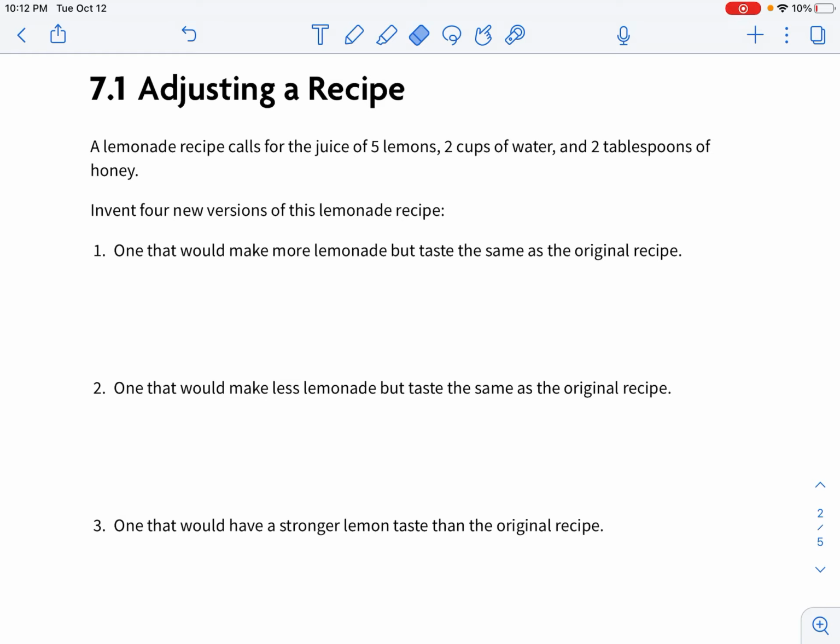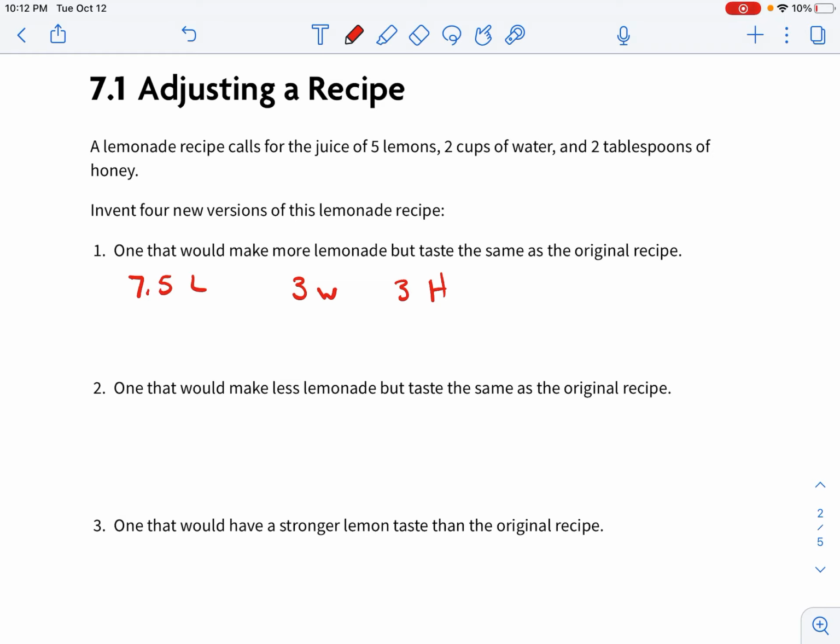But it does need to have different amounts. So one that would make more lemonade but taste the same as the original. So we find a scale factor that we're going to multiply each of the ingredients by. So let's do 1.5. So 5 times 1.5 is going to be 7.5. So that would be lemon. 2 times 1.5 is 3. That would be water. And then 2 times 1.5 is going to be 3 as well for tablespoons of honey. Okay, that would make it make more, but the ratio should be the same, so it should taste the same.